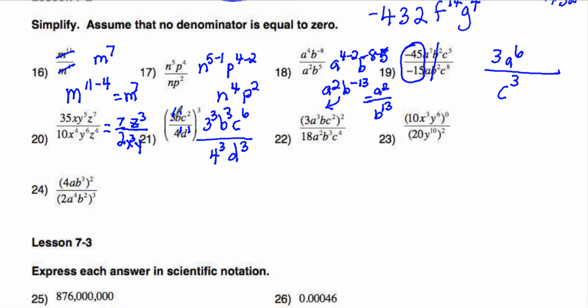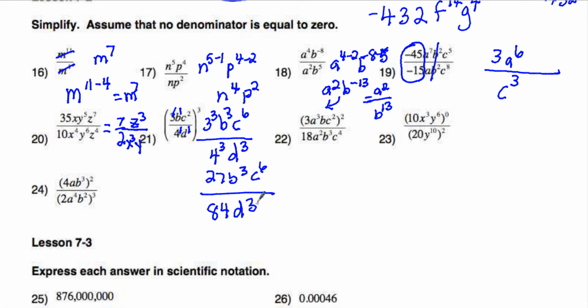So that has now distributed everything, and I'm seeing if I can cancel anything. The b, c, and d cannot cancel because they are not like terms. So I need to see whether this reduces or not. 3 to the third is 27. So I get 27 b to the third c to the sixth, over 4 to the third, which is 16 times 4, which is 64.